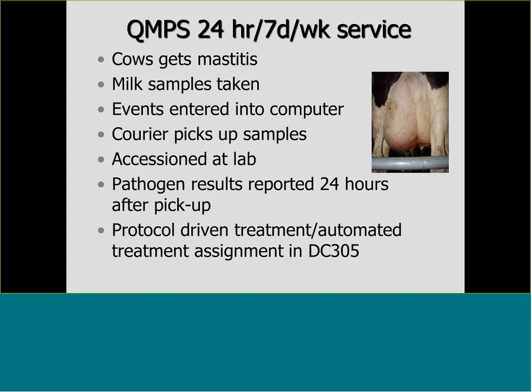So this is how it works here with our 24-hour, 7-day per week service. A cow gets mastitis. The milk sample is taken cleanly on the farm. I can't emphasize that enough. The events are entered into the computer. We've worked really hard with the folks at Valley Ag Software to get this all synced up with DairyComp.